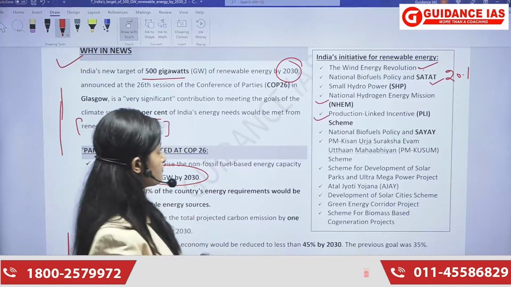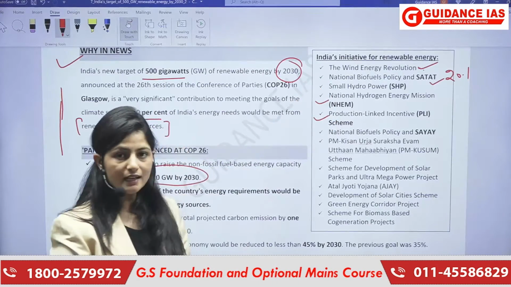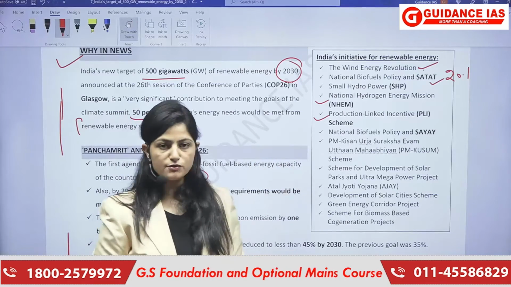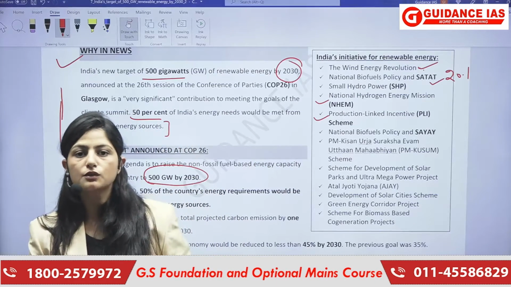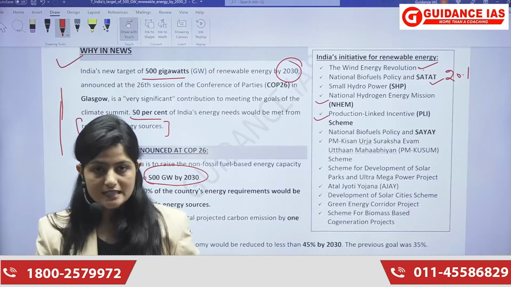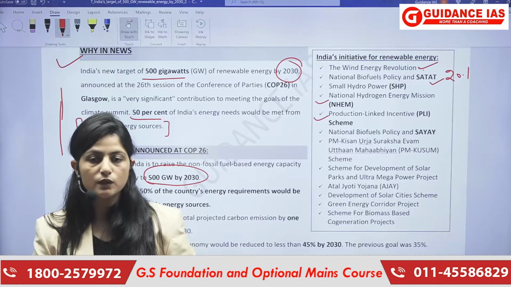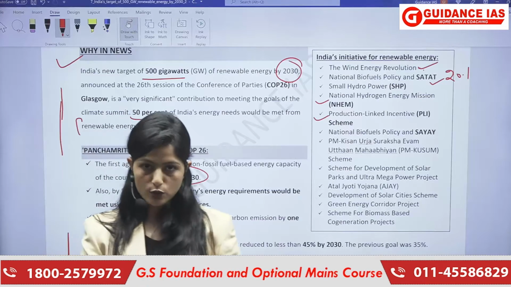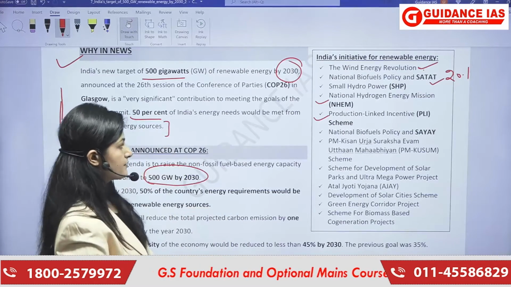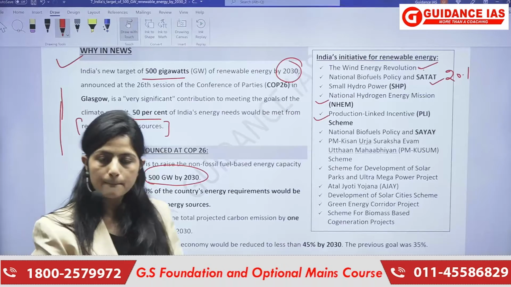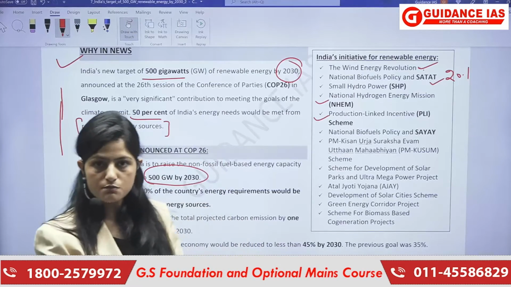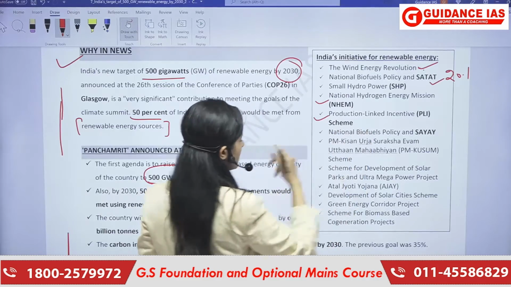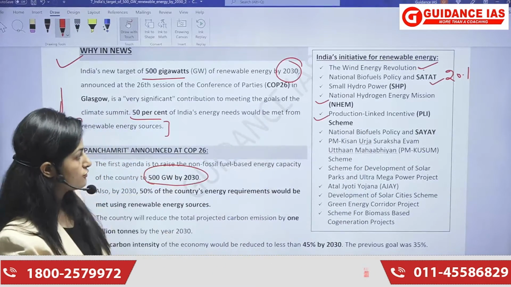So if we talk about the PLI pertaining to renewable energy, manufacturing is happening in the field of solar photovoltaic cells and modules, especially because here we're talking about the energy sector. Government is giving incentives to the manufacturers to boost the manufacturing and to reduce the import dependency. This was about PLI scheme.